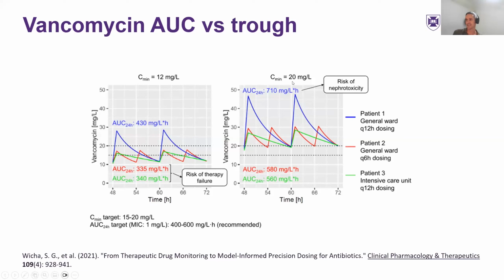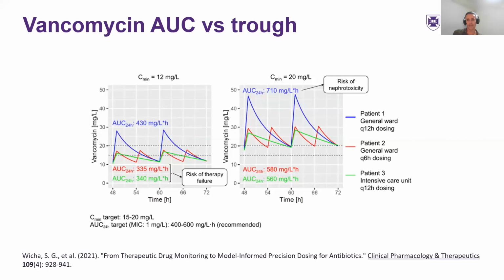And same on the right here, just another example where they all intersect, but this time at 20 milligrams per liter. And perhaps this is therapeutic, but also this could be risking nephrotoxicity. So I think it's a good illustration of where AUC has its place for vancomycin and where dosing software would have its place as well.